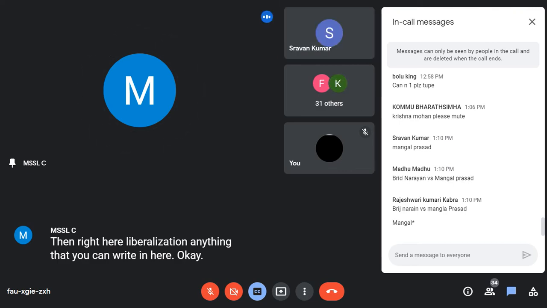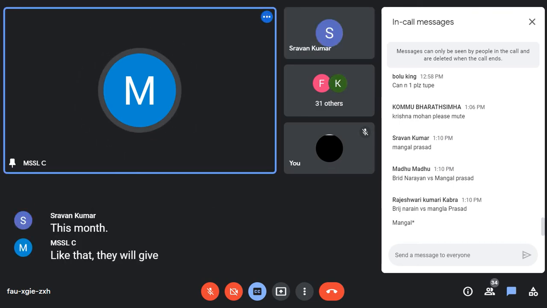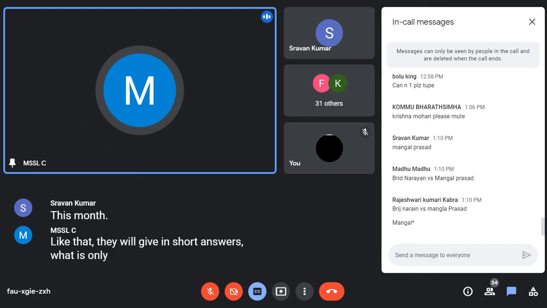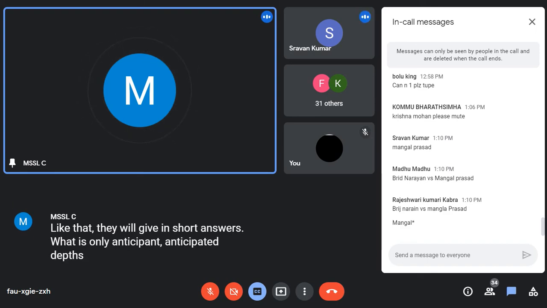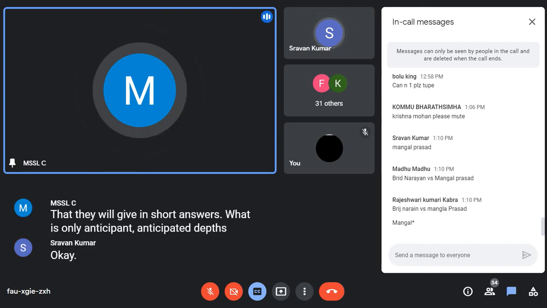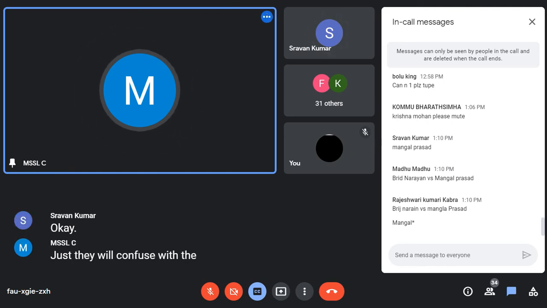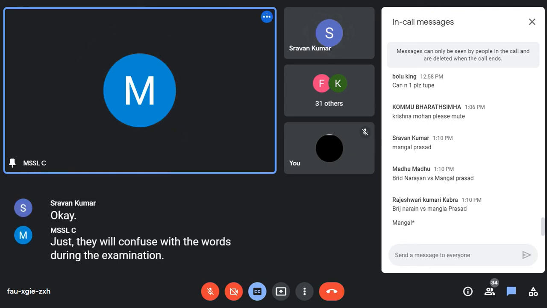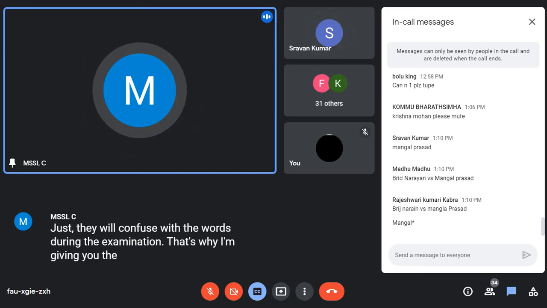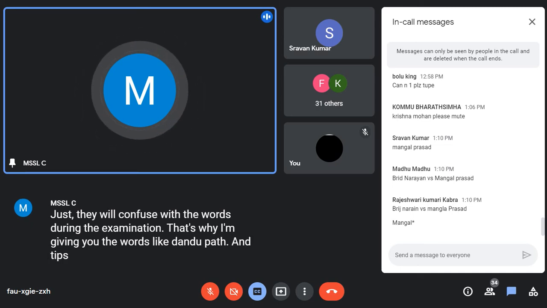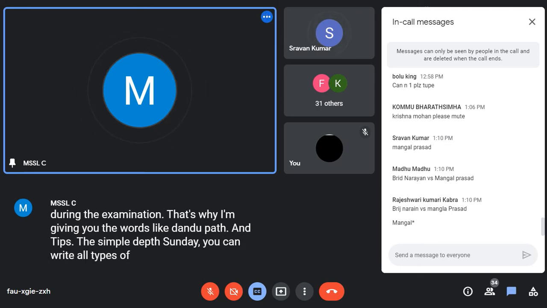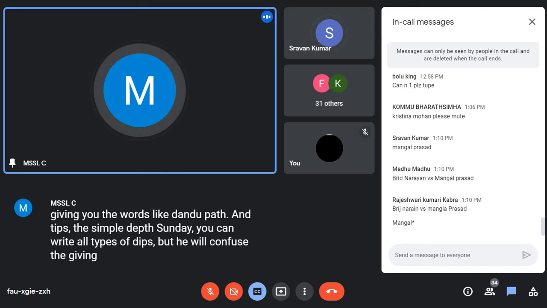Yes, ma'am. Like that they will give in short answers. What is only antecedent depths. Just they will confuse with the words during the examination. That's why I am giving you the words like Dandu path and this antecedent depths. The simple depths, you can write all types of depths. But he will confuse with giving Vyavaharika, Avyavaharika words.